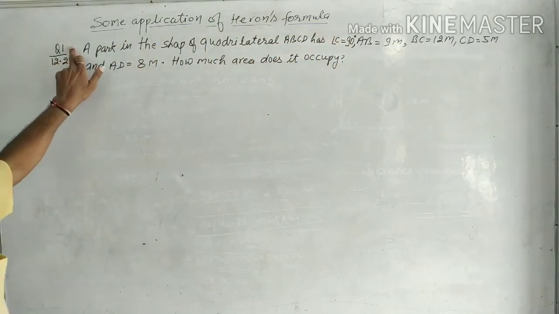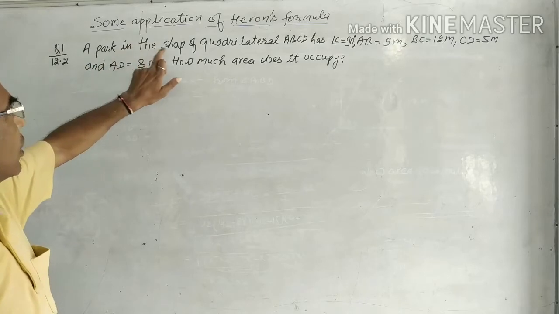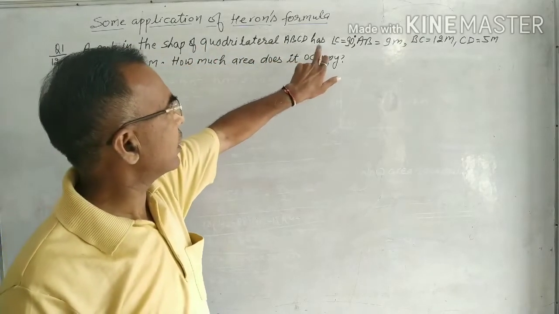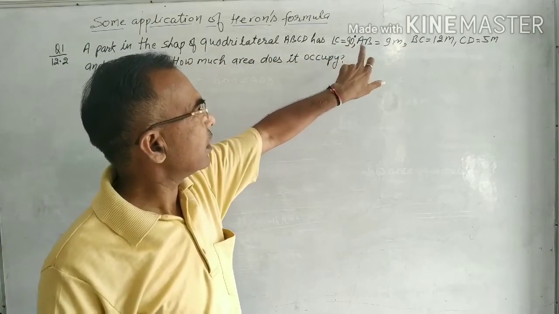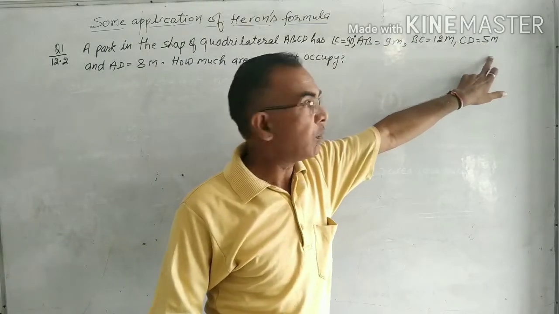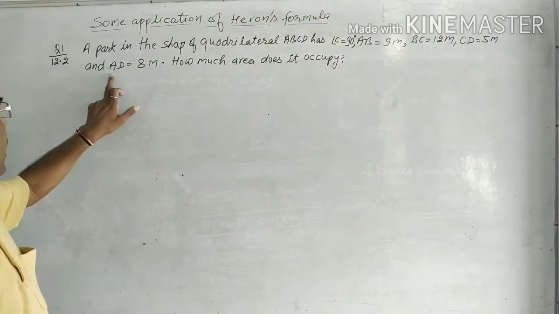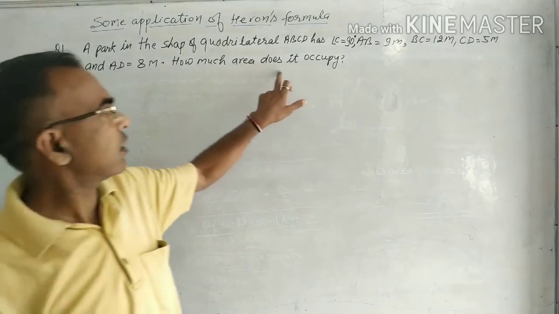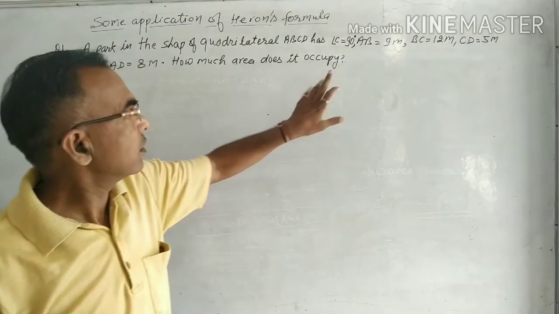Exercise 12.2, question number 1. A park in the shape of quadrilateral ABCD has angle C 90 degrees, AB 9 meter, BC 12 meter, CD 5 meter, AD 8 meter. How much area does it occupy?